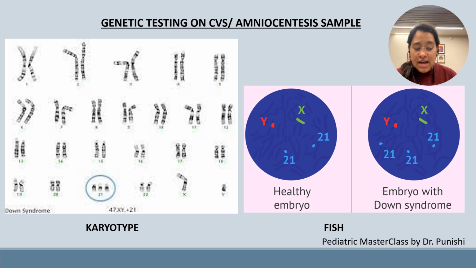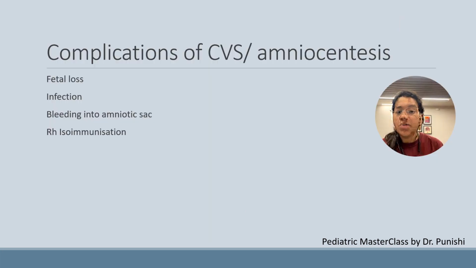Again, CVS and amniocentesis are procedures that don't come without complications. Complications of these procedures could be fetal loss, infection, bleeding, or RH isoimmunization. And that is why if you're planning to do any of these invasive tests in an RH negative mother, then anti-D always has to be administered before the procedure so that you can minimize the risk of RH isoimmunization. So this is about the definitive tests that are available for confirmation of diagnosis of Down syndrome in the prenatal period.